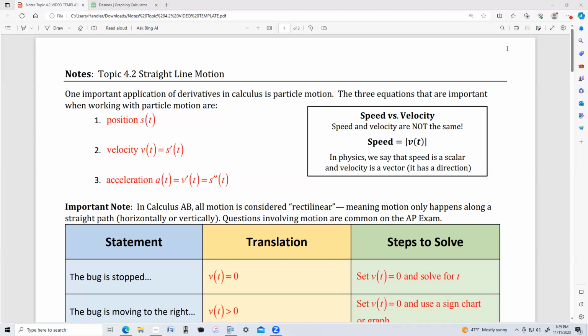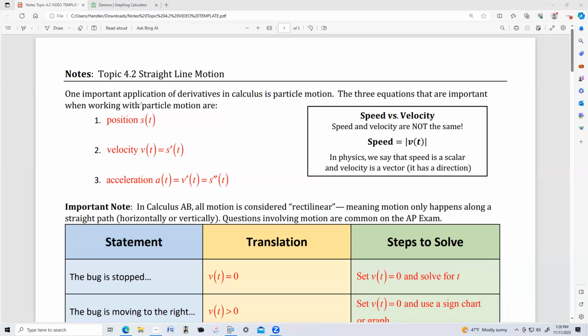All right, so one thing we study in calculus, or Calc 1, is particle motion, and three equations are going to be important for particle motion. So now might be a good time to pause and write these down. Number one would be position, and a position function is often written as s of t, where time goes in and position comes out, whether that be height or depth or something of that nature.